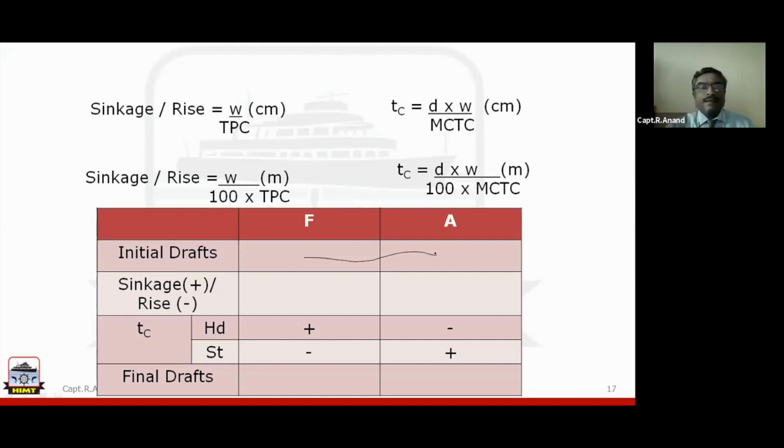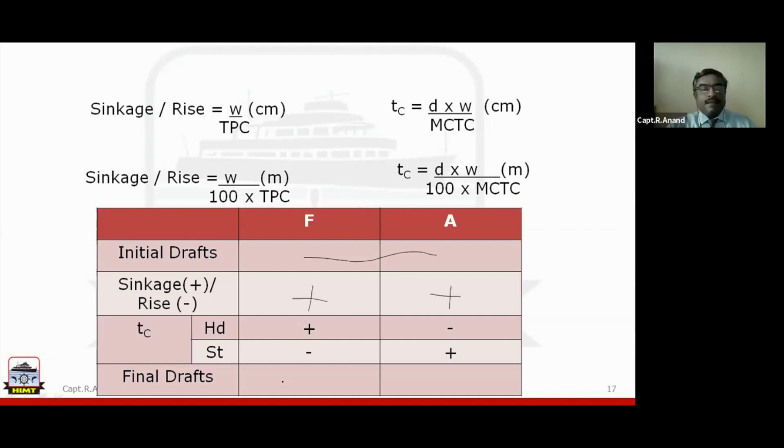Next part, sinkage I have calculated. So in this particular case, the example which we did, because I have loaded a weight, it is going to be sinkage. So both my forward and aft drafts are going to get added by this bodily sinkage. Any doubt on that? No, sir. The idea is I'm going to use this format to calculate my final drafts. Yes.